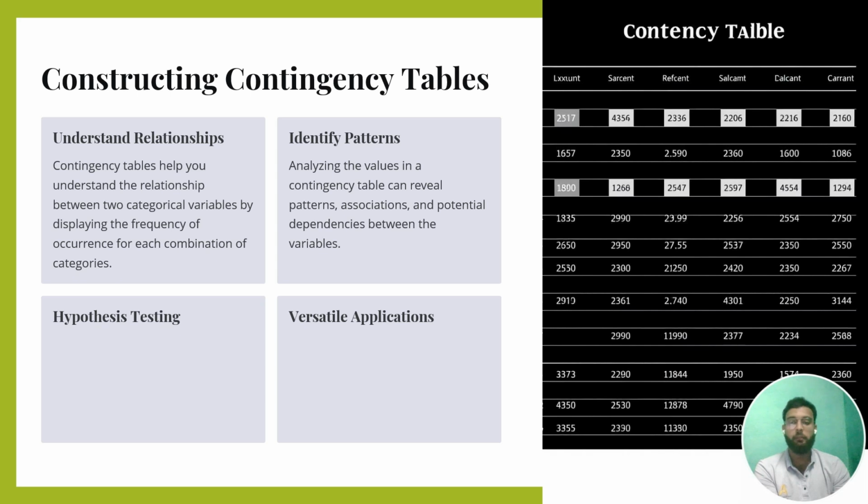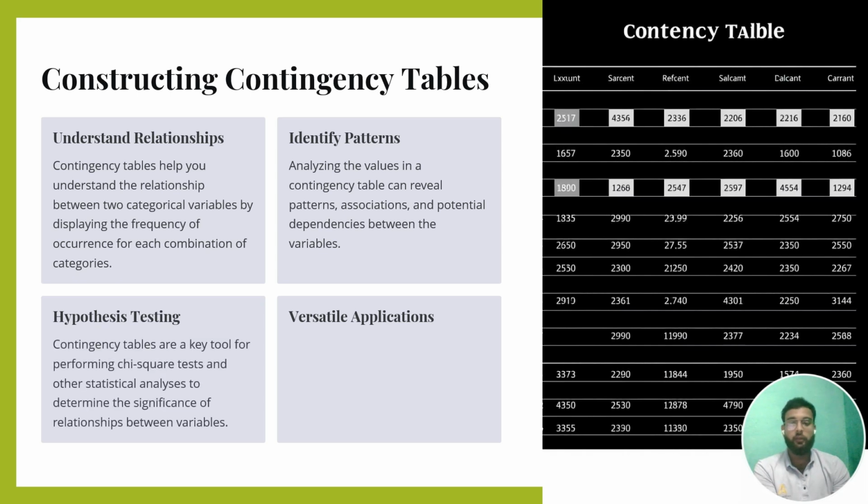dependencies between the variables. Thirdly, by hypothesis testing, contingency tables are a key tool for performing chi-square tests and other statistical analysis to determine the significance of relationship between variables. For example, we have the chi-square test, we have the z-square test, etc. These are done by making these tables. You can see on the screen at the side the contingency tables which are used for doing this all.